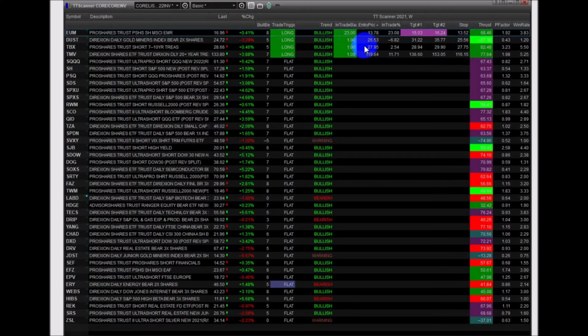The next one is TBX, the short 7 to 10 year treasuries. It's up 2.54%. Been in the trade 1 week. And the next one here is TMV. These are treasuries as well, up 11.71%. Hasn't hit our profit targets. You can see how powerful this really is. This swing trading, if you allocate your money effectively and you follow this through, then you're going to do pretty well. And it's all right there for you.